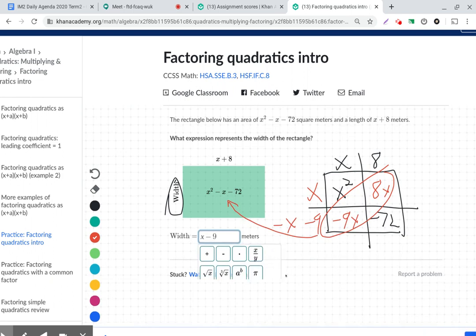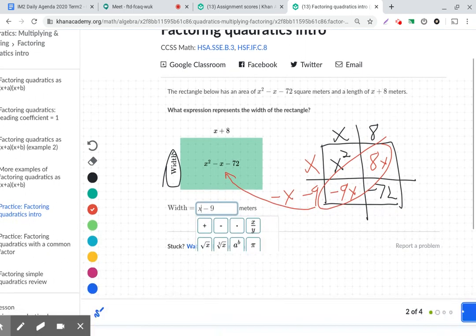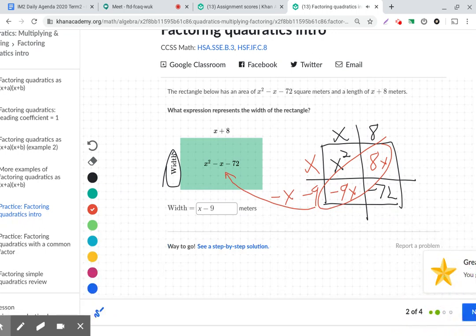All right, so you guys are going to have to try this out, and then you can project your screen and show me, and I can help you, okay? So let's try this together.